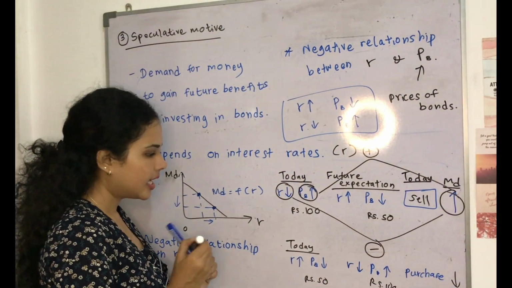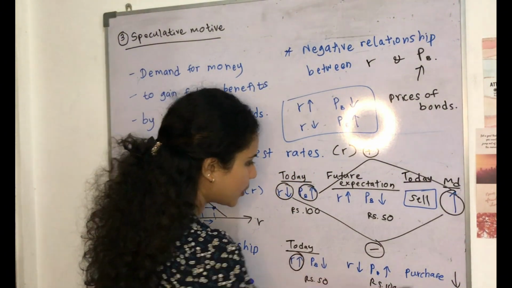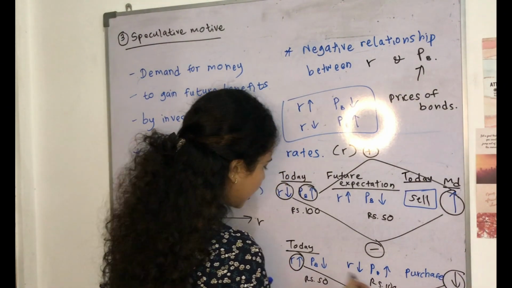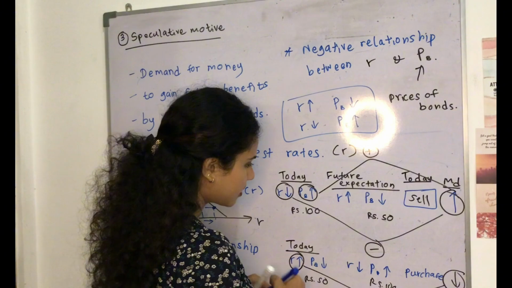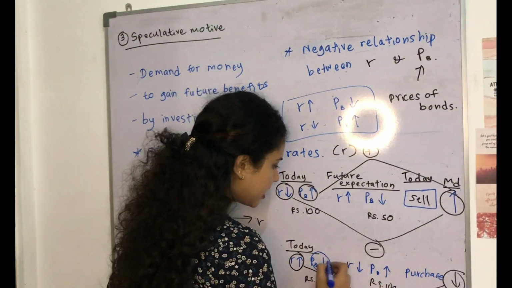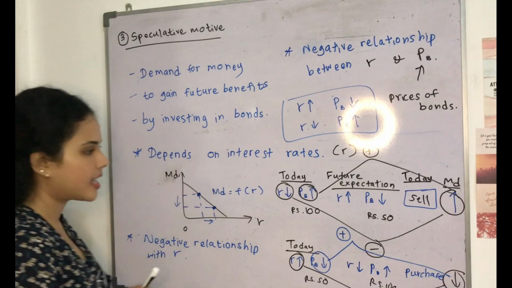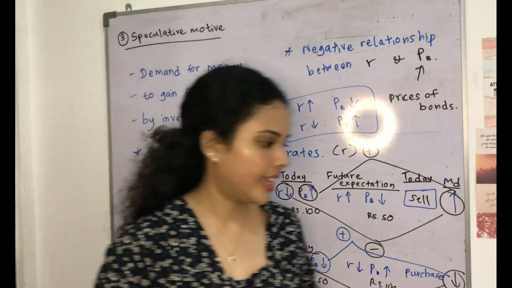So here also you can see there's a negative relationship between money demand and interest rates. Here there's a positive relationship between prices of bonds and interest rates.